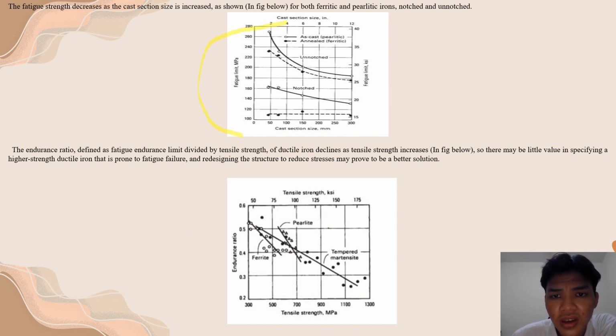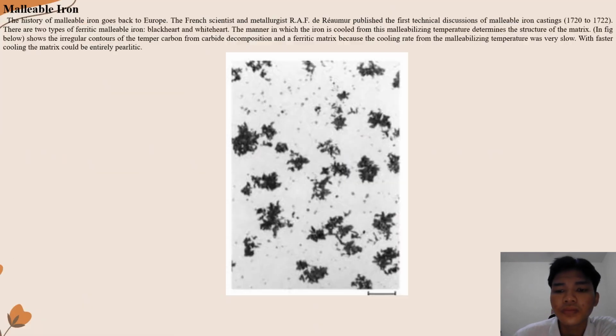For both ferritic and pearlitic irons, notched and unnotched, the endurance ratio, defined as fatigue endurance limit divided by tensile strength of ductile irons, declines as tensile strength increases. So there may be little value in specifying a higher strength ductile iron that is prone to fatigue failures, and redesigning the structure to reduce stress may prove to be a better solution.